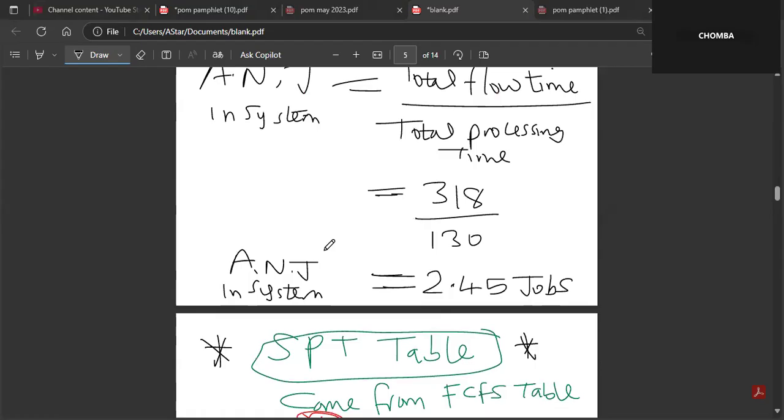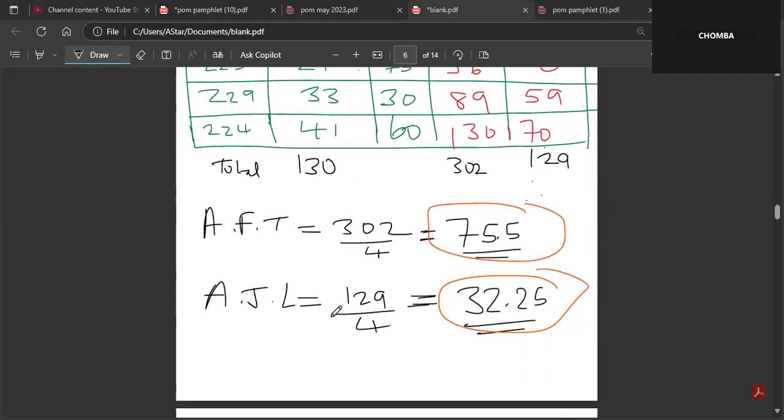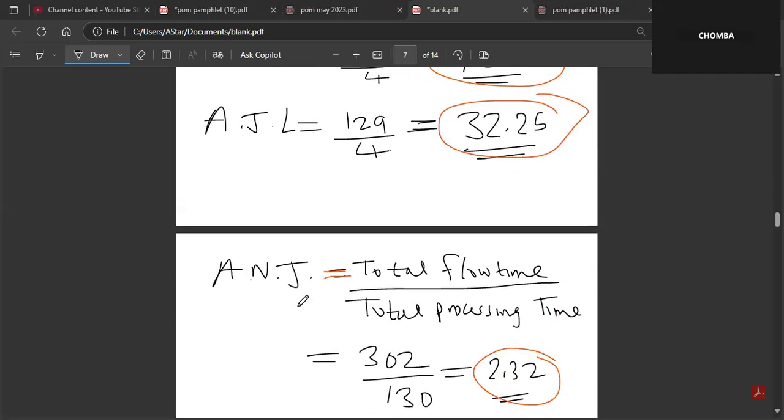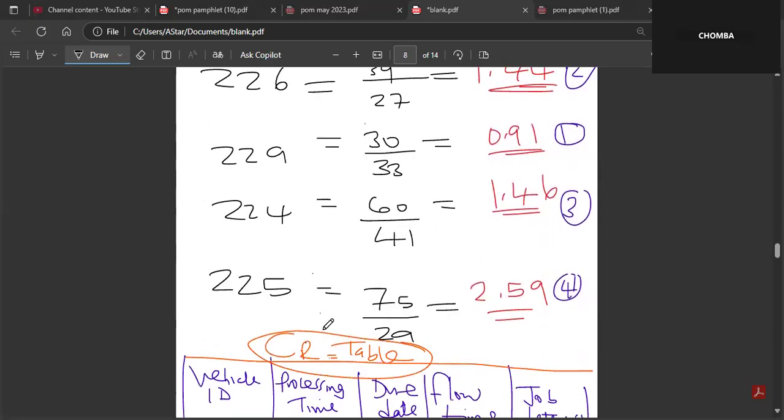Then let's go for the shortest processing time. For shortest processing time, what was the average flow time? 75.5. Average job lateness is 2.25. Then average number of jobs, 2.32. Then critical ratio.